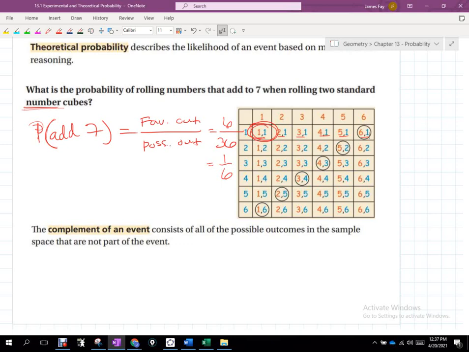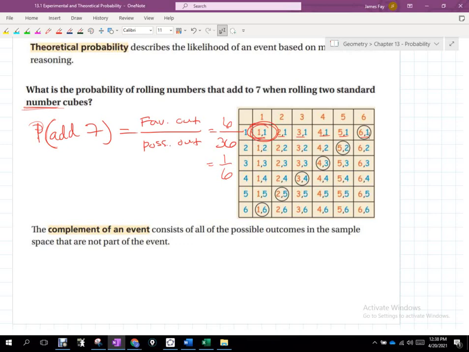The word complement collectively across mathematics means take the whole minus the one you know, and you get the other one. Okay? So if I know that the probability of rolling a 1 is 1/6, then the probability of not rolling a 1 would be 5/6, right? It'd be the probability of getting a number, 1 through 6, minus the probability of getting a 1 to show up.